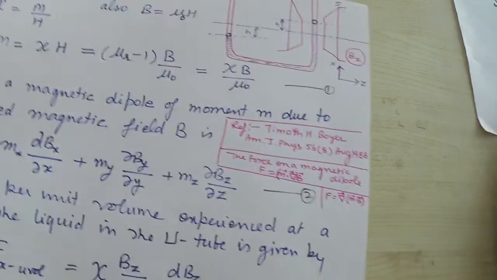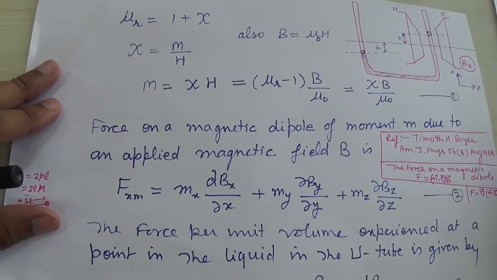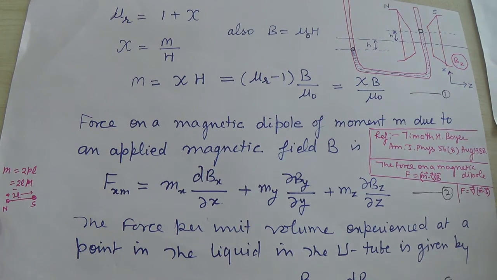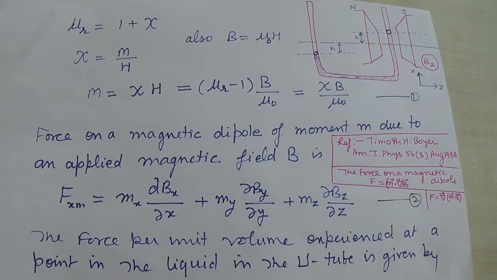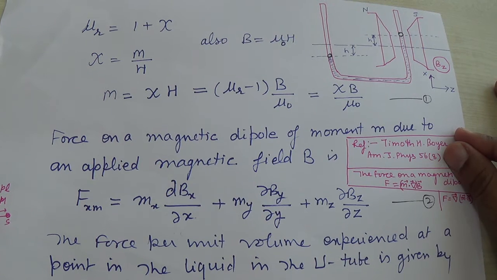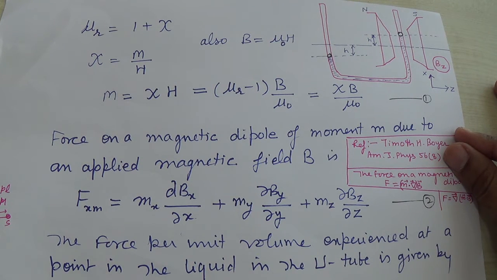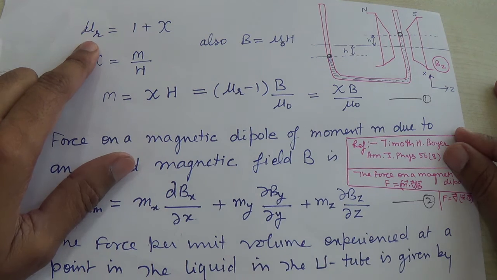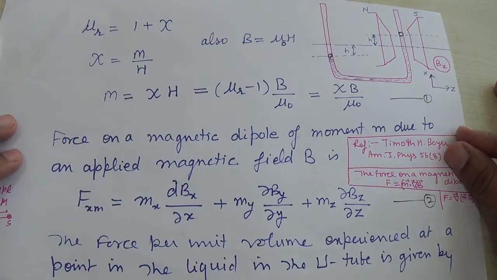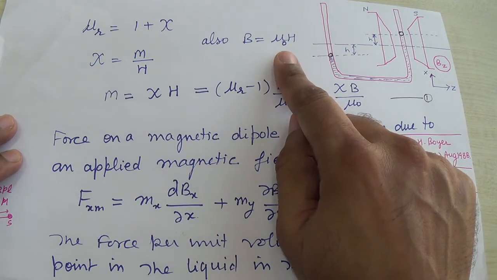So the main purpose of this lecture is to derive a relationship for the magnetic susceptibility. To understand that idea, we need some basic concepts. These are given this way: mu, or relative permeability, is defined by 1 plus chi, and B is equal to mu naught H.